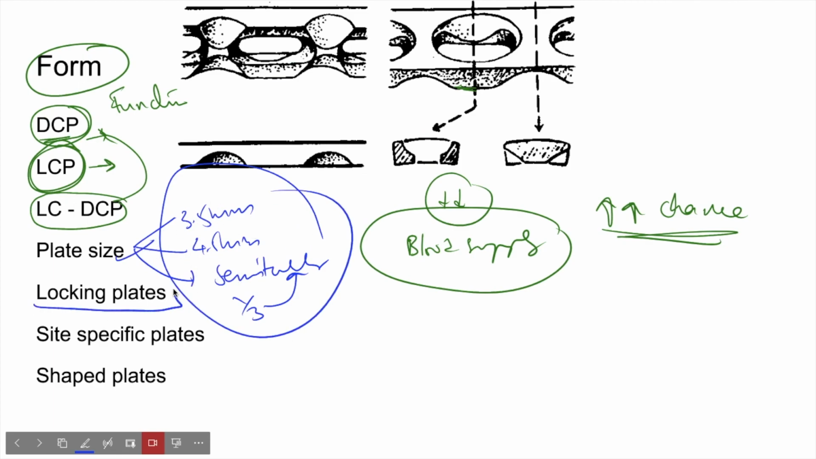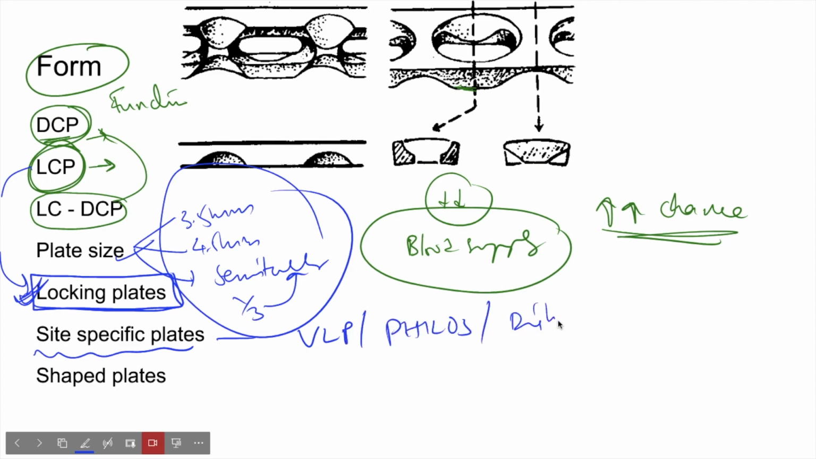Then you have pure locking plates, which are similar to the locking compression plate, but pure locking holes are present, so these are called locking plates. Then you have site specific plates, like for example the volar locking plate or the PHILOS for the proximal humerus, the distal tibia, proximal tibia, and so on. Then you have shaped plates like the T plate, clover leaf plate, and so on.